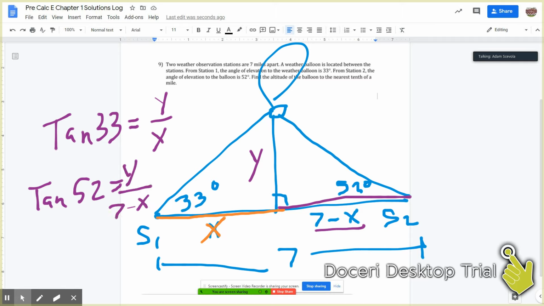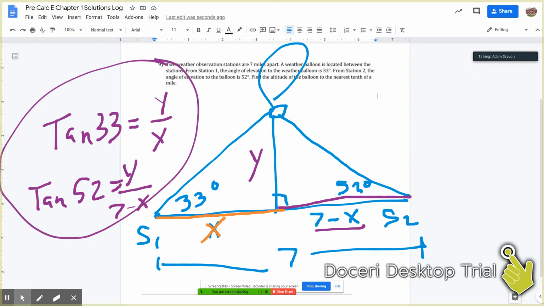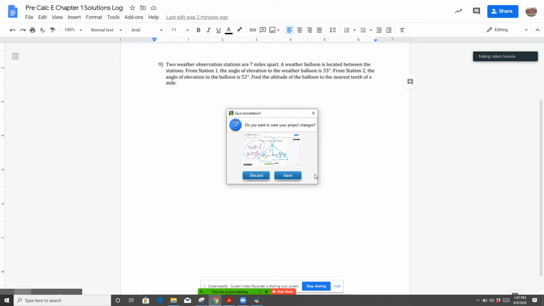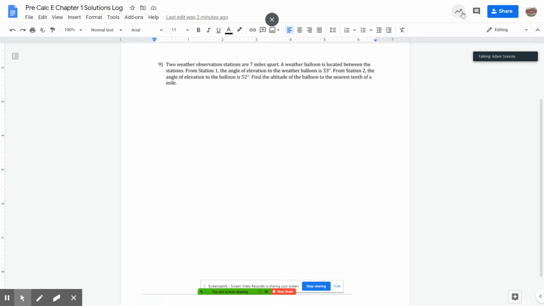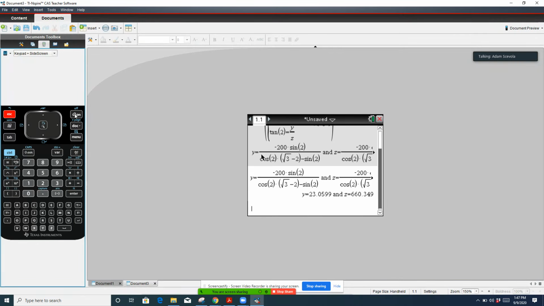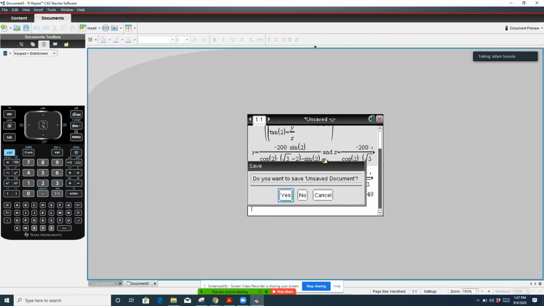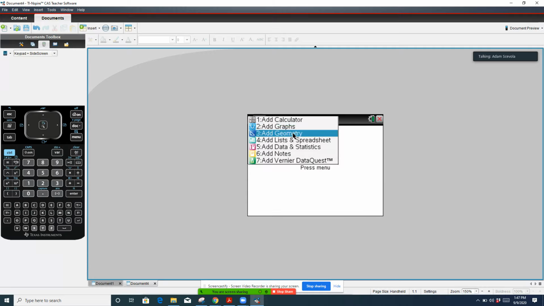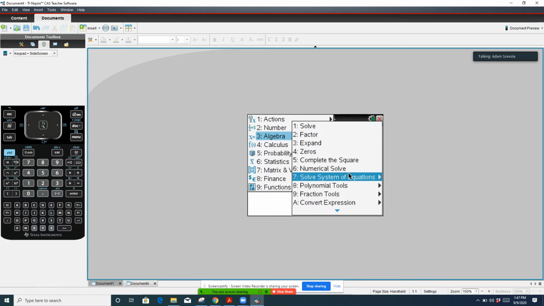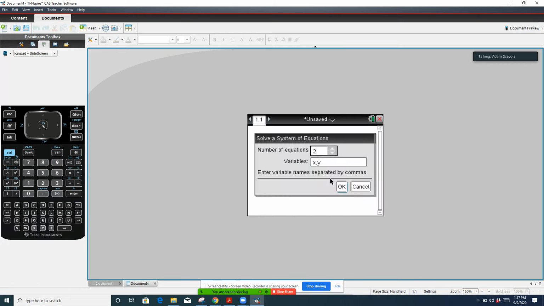Then you can either do substitution or just type that in right there to our TI-Nspire, and we can solve the system. So let's see, I gotta pull up my TI-Nspire. So if I just do a new calculator here, no, add calculator. So we're gonna do menu, algebra, solve systems of equations. We got x and y that we're looking for.